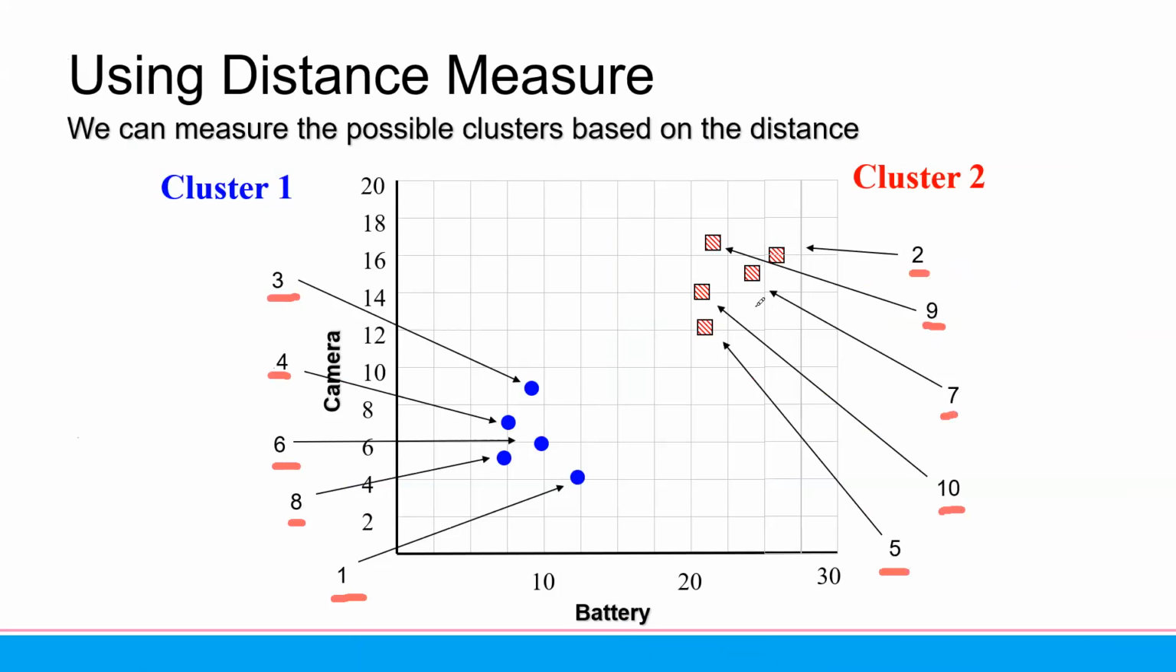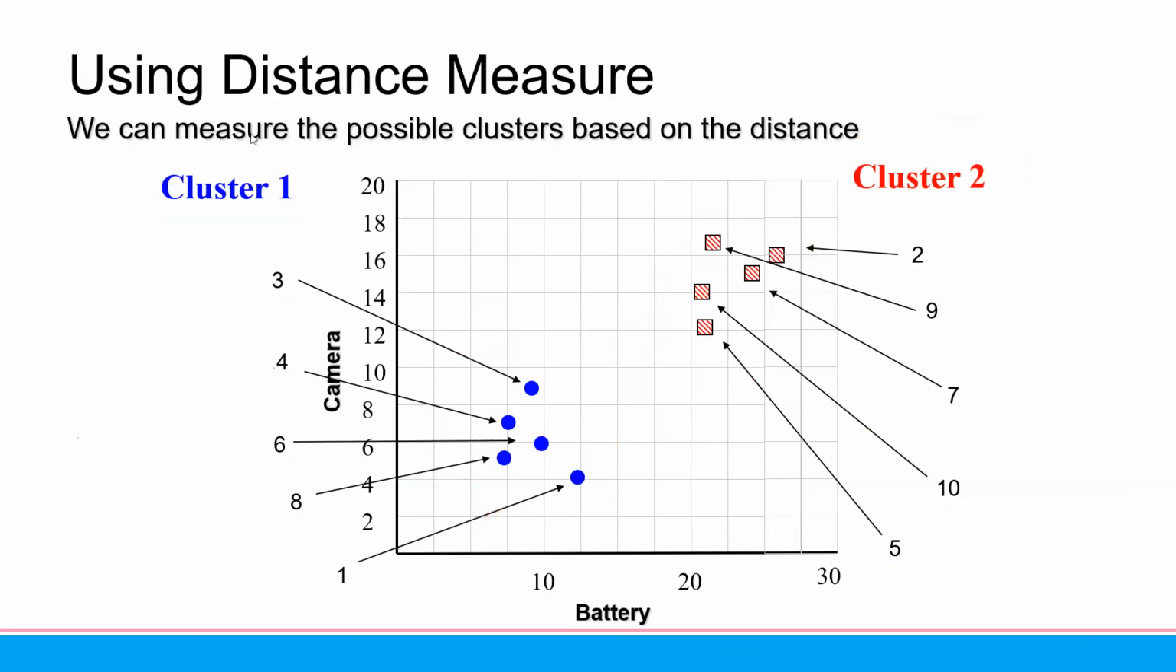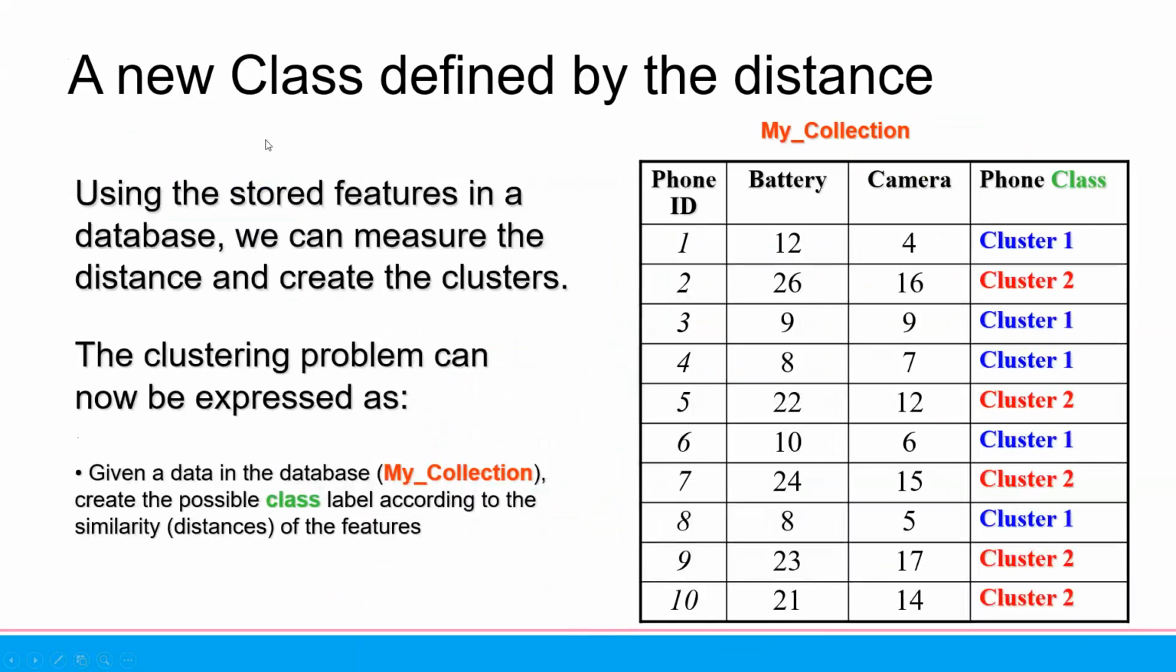So you can see that it seems they are in the same group. And it seems they are in the same group. Because of this distance, I can assume that this data is in cluster 1 and this data is in cluster 2. This is just based on the distance measurement. And then I can create the label.